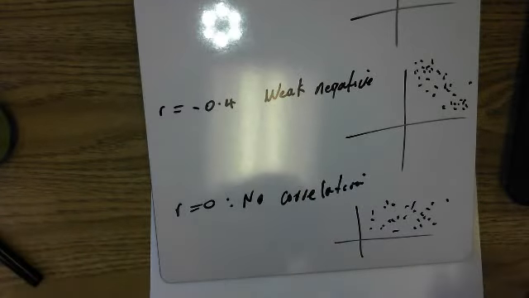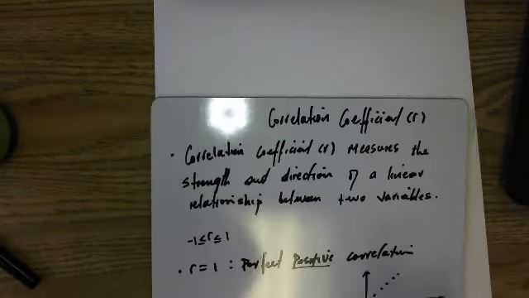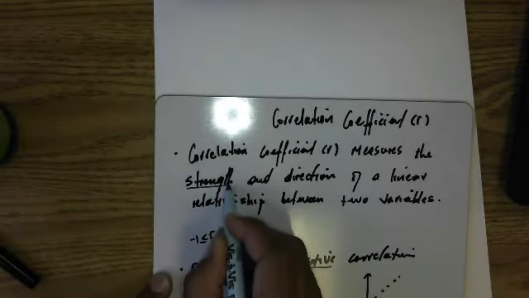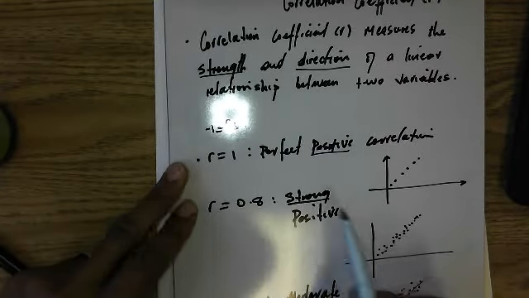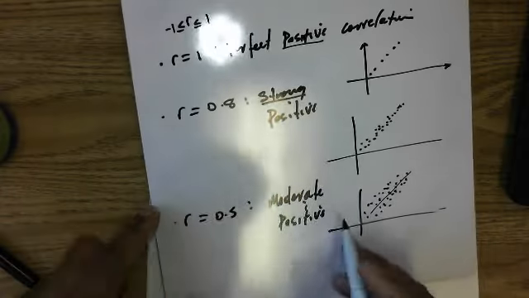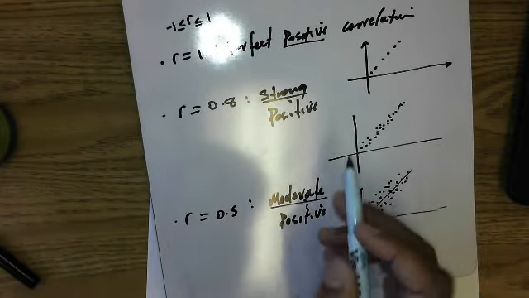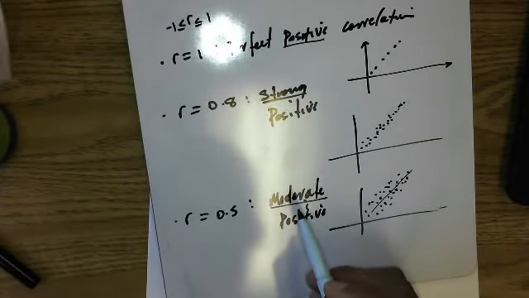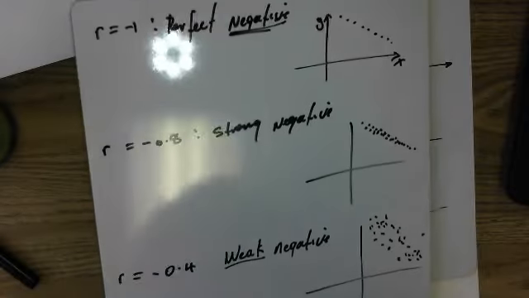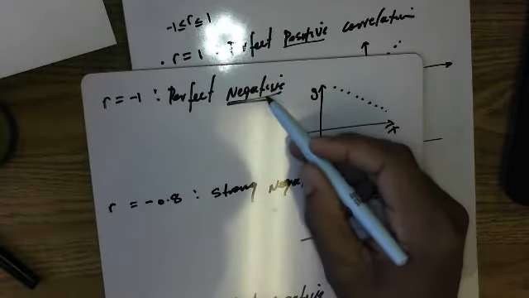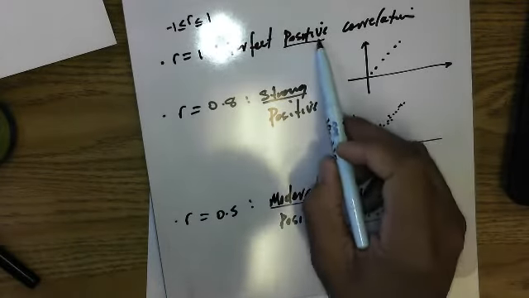This is no correlation. Okay, so when they talk about the definition says that correlation coefficient measures the strength and the direction. The strength, talking about, like you're saying, it's strong, it's moderate, or it's weak. Okay, the direction is saying that it's negative or it's positive.